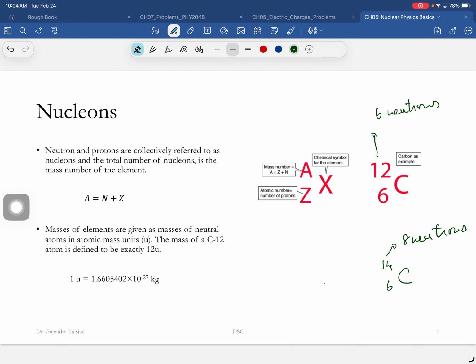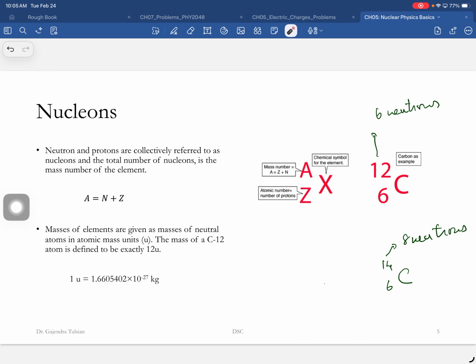All right. So this number tells you the number of neutrons and protons. This number tells you the number of protons, and that's the symbol for elements. This number is called the mass number. Now on the periodic table, they don't have the mass number. Masses of elements are given as masses of the neutral atoms. So those red numbers are not the mass number, but the masses of those elements.